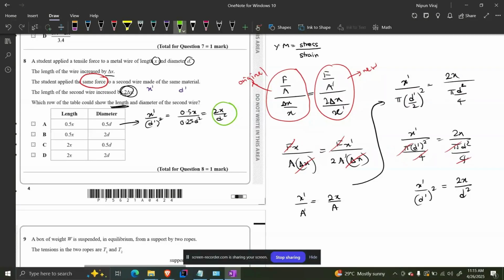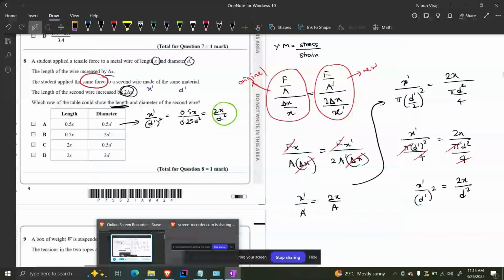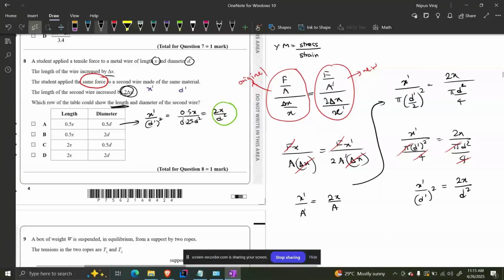Simply what we did is we compared the two wires and we identified that the uncertainty is the same in both the wires. And then we simply took a ratio of x dash over d dash squared in terms of the parameters of the original wire. Right? You should understand that. If you take something like this, what is the ratio x dash over d dash squared? That is equal to 0.5x divided by 4d squared, right? 4d squared. Therefore, it is 1x over 8d squared.